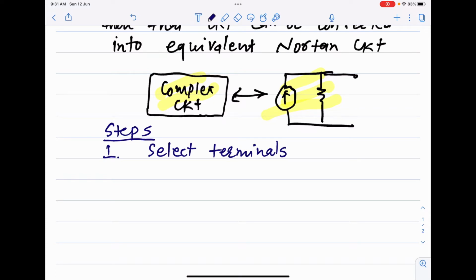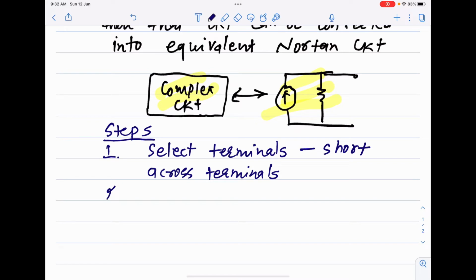Normally the selection of the terminals will depend upon where you want to determine voltage or current in the circuit. Once you have selected those terminals, you need to short across the terminals. That is, if there is some resistance present between the terminals, you have to remove that resistance or short it. In the second step, we find the Norton current, which we normally write as IN.